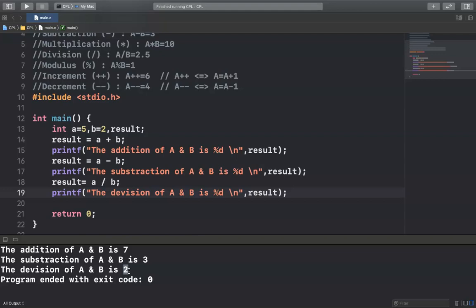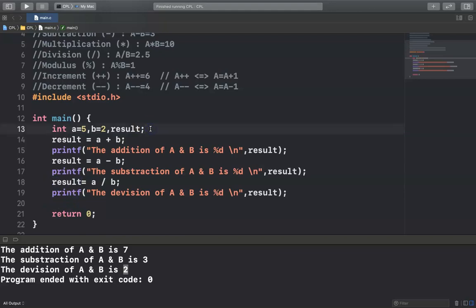It isn't 2.5 because in C programming language, A is integer, B is integer. Integer divided by integer is equal to integer. It doesn't equal float. 2 is integer, 2.5 is float. So if you want to get the result 2.5 here, you have to change this variable or create a new variable of float.